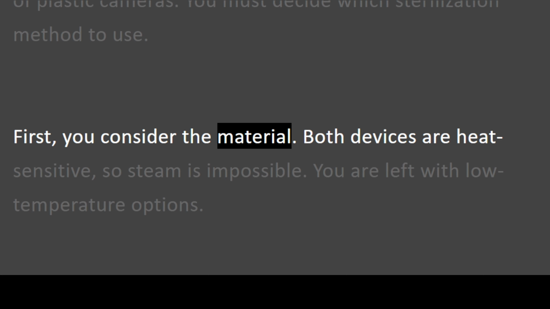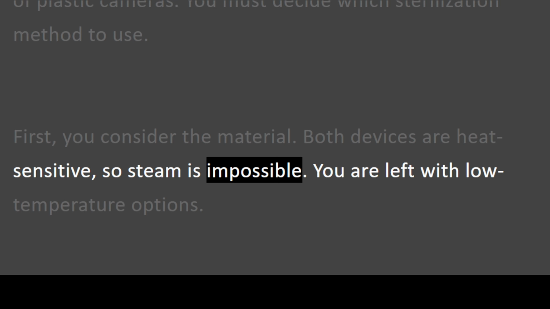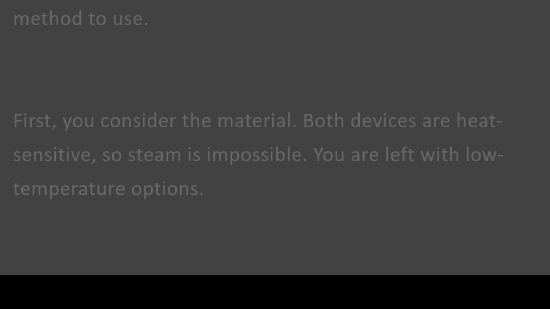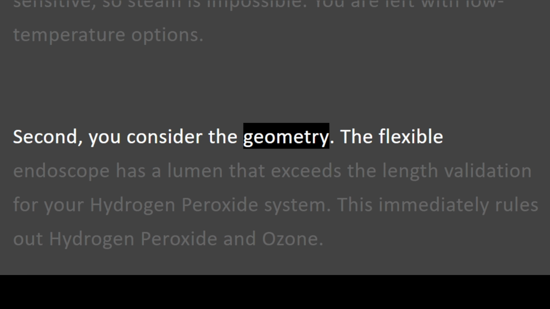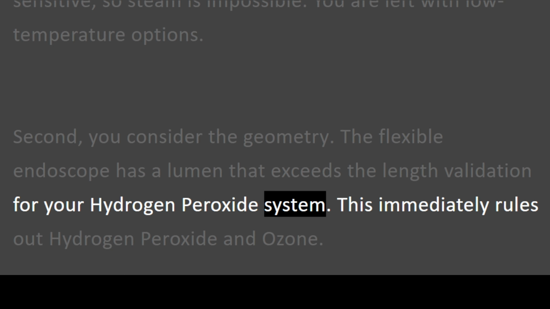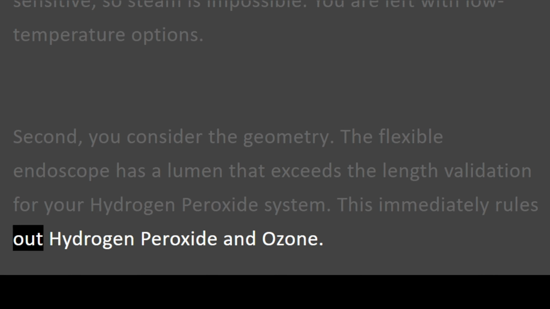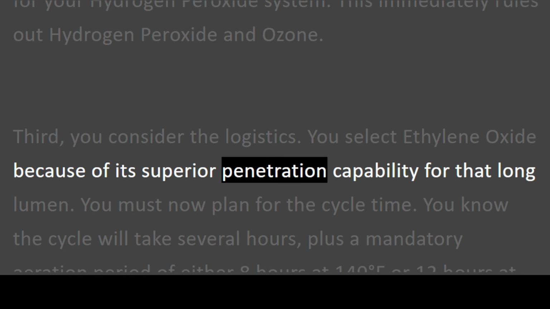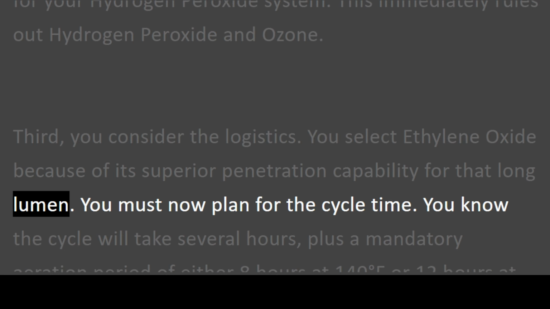First, you consider the material. Both devices are heat sensitive, so steam is impossible. You are left with low temperature options. Second, you consider the geometry. The flexible endoscope has a lumen that exceeds the length validation for your hydrogen peroxide system. This immediately rules out hydrogen peroxide and ozone. Third, you consider the logistics. You select ethylene oxide because of its superior penetration capability for that long lumen.